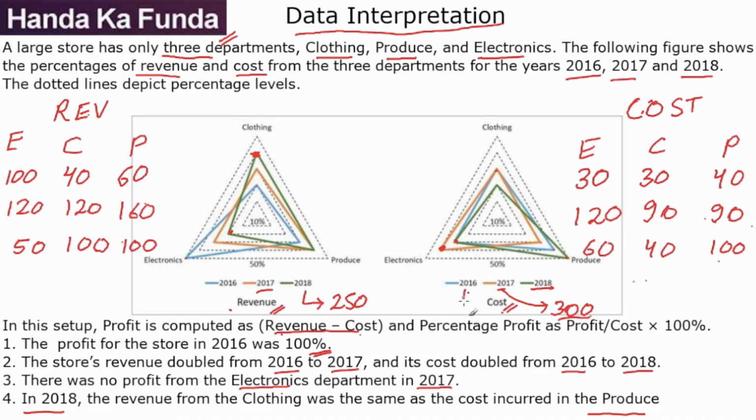What I had done was I had assumed the original cost to be 100, which gave me the original revenue as 200. For 2017, the revenue came as 120, 120, 240, and 160 as 400. And what is the missing figure here? 100, 300. In 2018, the cost came as 200. So now I have the overall data, whatever data that I needed from these diagrams. Let us have a look at the questions now.